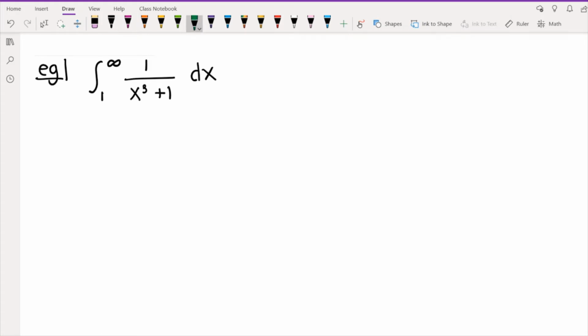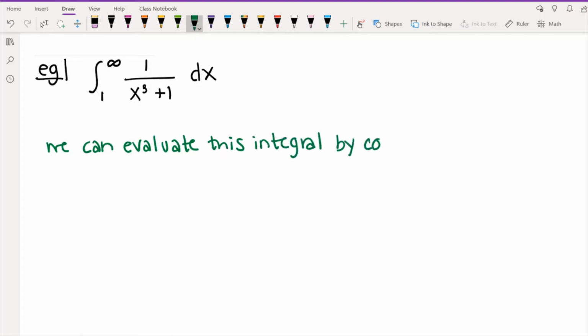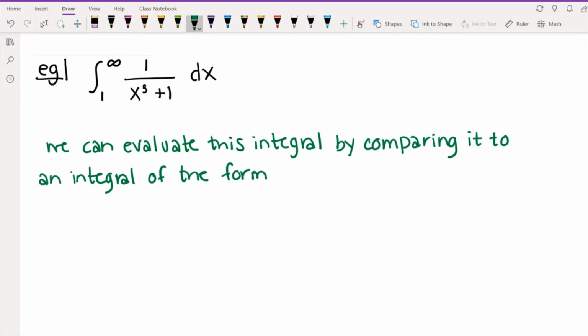And so you could use partial fractions and get to your answer that way. But there's actually an easier way to evaluate this. So we're going to go to another page and then come back. But eventually what we're going to do is evaluate this integral by comparing it to an integral of the form the integral from a to infinity of 1 over x to the p dx.